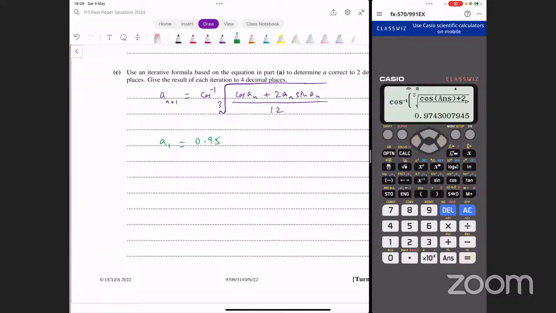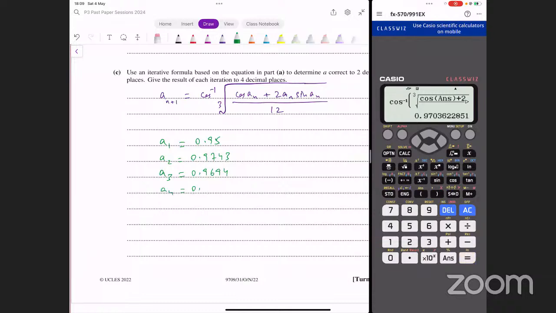Let's press the equal button now. This is what we get for A2. Okay, A2 equals 0.9743. You want 4 decimal places, that's A2. What's A3? Let's press the equal button again. That gives me 0.96936. You have to round it off to 0.9694.